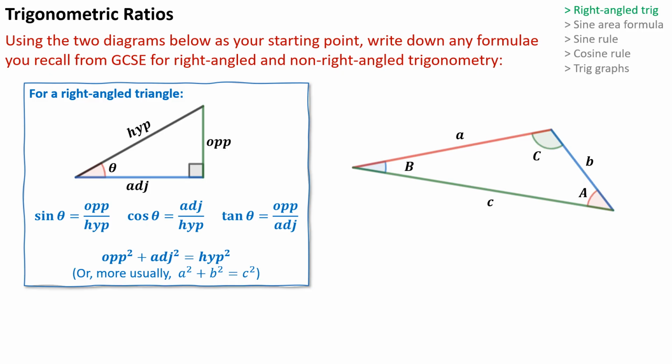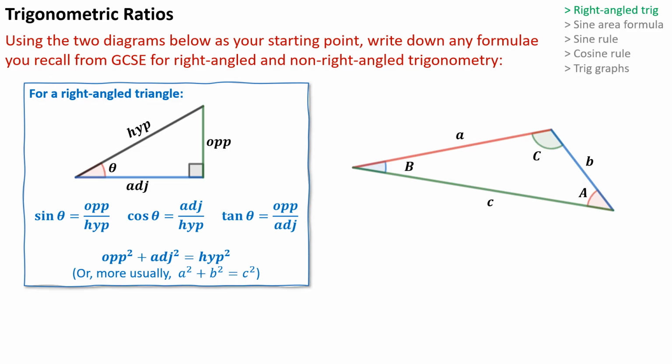The last one I'm including here is not normally thought of as trigonometry, but since it's the study of triangles, it makes sense to incorporate it. It doesn't actually use the angle at all. It uses just all three sides together. Usually we write it as a squared plus b squared equals c squared, but the opposite squared and the adjacent squared add together to give the square of the hypotenuse. We call that Pythagoras' theorem.